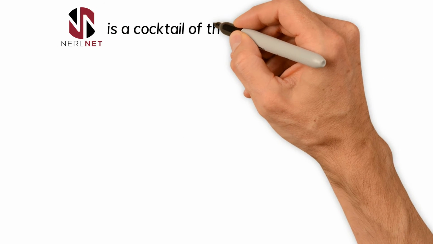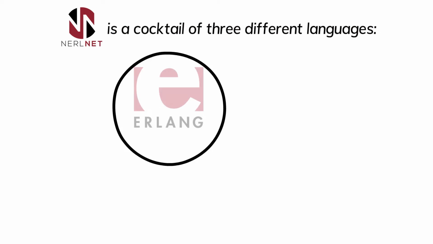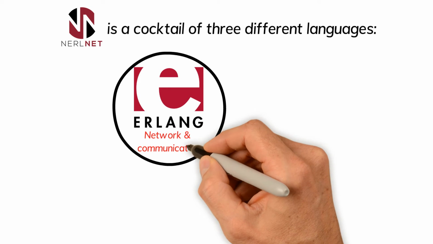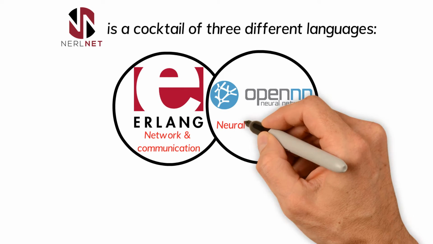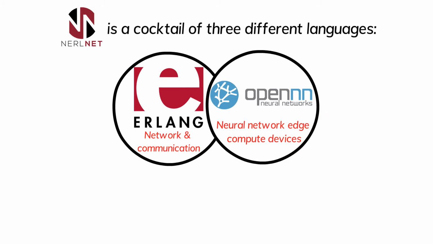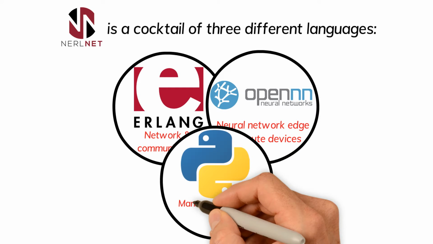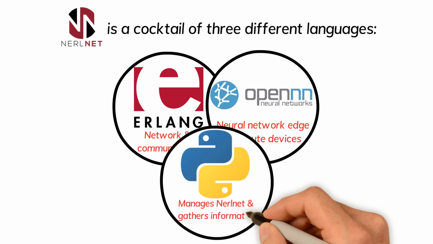Nerlnet is a cocktail of 3 different languages. Erlang implements the network and communication. C++ OpenNN library implements the neural network edge compute devices. Python manages Nerlnet and gathers information from it.